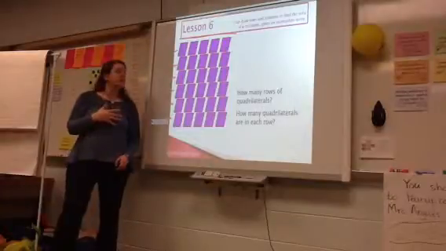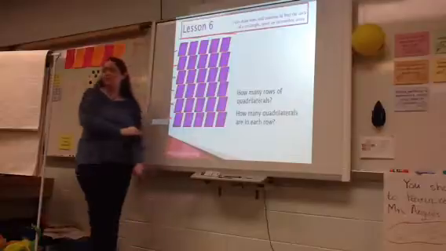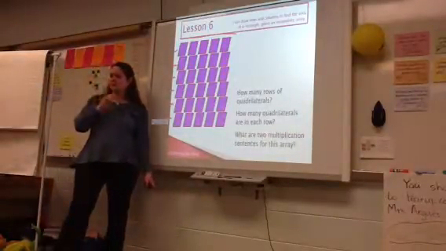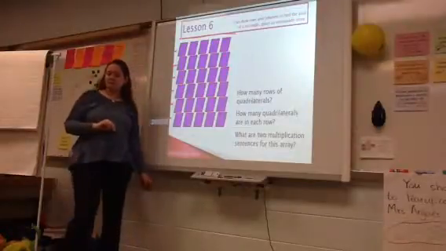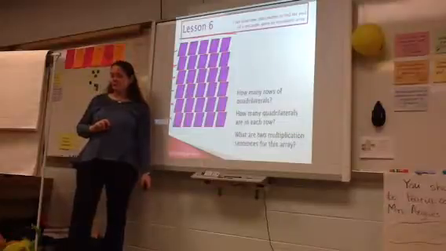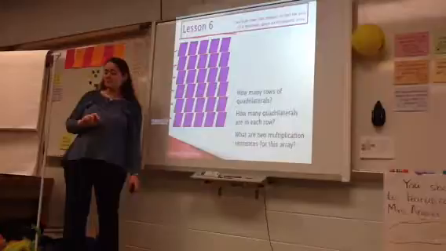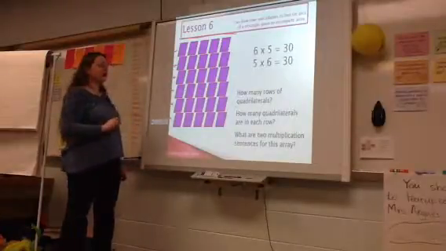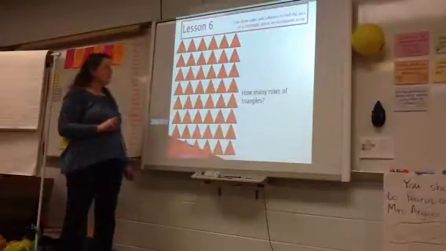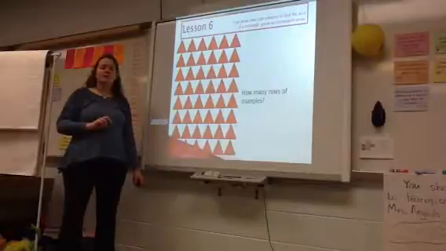Cole. 6. How many seats are in each row? 5. 5, yep. 2 multiplication sentences. Taylor. 6 times 5 and 5 times 6. And they equal? 30. 6 times 5 is 30. 5 times 6 is 30. That was easy. How many rows of triangles? Chloe. 8.